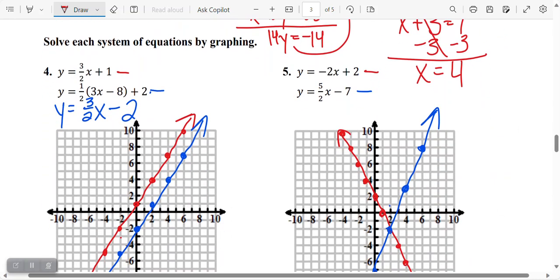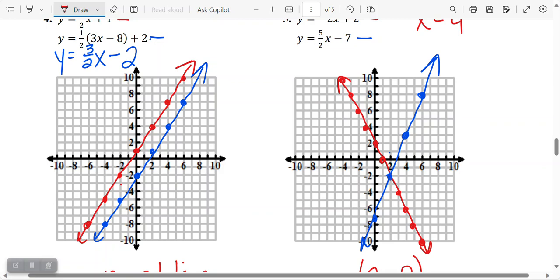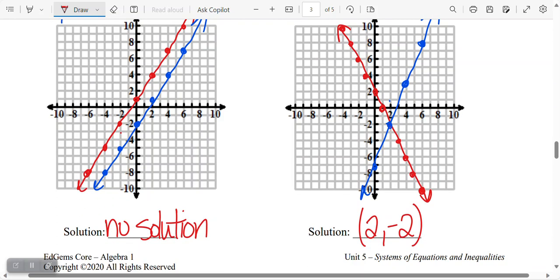4 and 5, I went ahead and used 2 different colors. On question 4, I distributed that 1/2 through the parentheses and added 2. 1/2 times 8 is -4, that minus 8. 1/2 times -8 is -4. When you add 2, you get -2. When you plot both of these, you'll see they're parallel lines. So down on the blank, I wrote no solution.